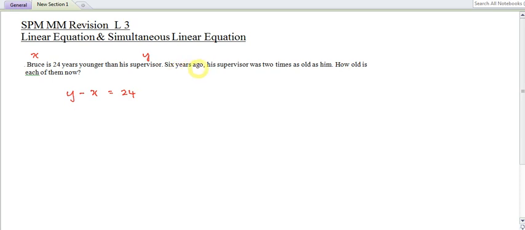So 6 years ago, the y will become y minus 6, right? Younger 6 years. And the x will also become x minus 6. Okay, because 6 years ago, Bruce and his supervisor also younger 6 years. So his supervisor was 2 times as old as him. Means that 6 years ago, y minus 6, supervisor age, is actually 2 times of Bruce age.